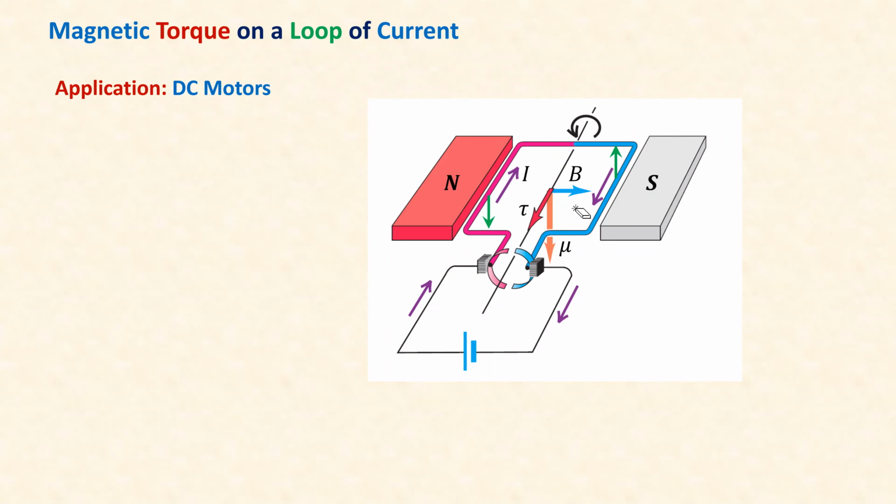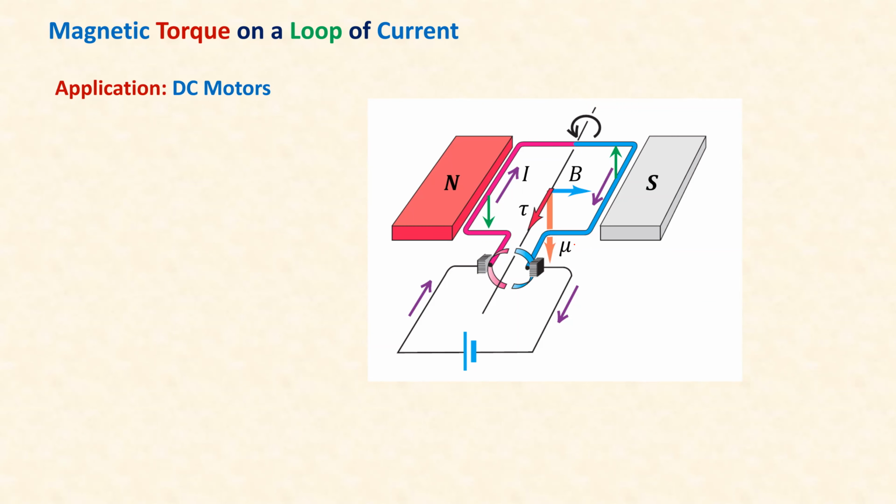And then when the current is in this direction shown, you see that mu is in that direction. Put your four fingers in the direction around the loop. Your thumb shows the downward direction. So mu is that way. And now mu cross B is the torque.